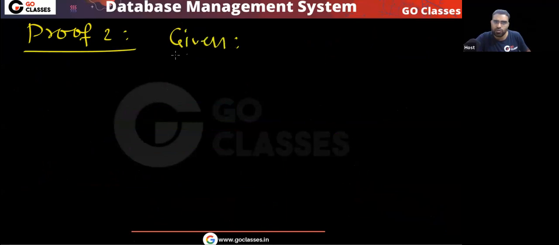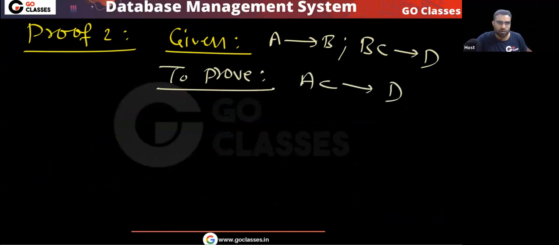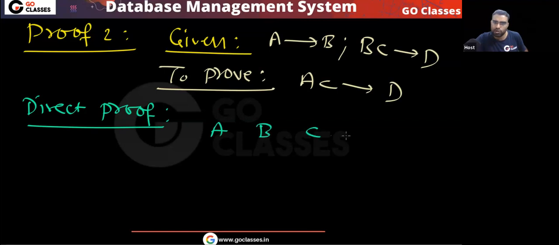Now, can you prove it using direct proof? Tell me. It is already given to you that A determines B and BC determines D. What do you need to prove? You need to prove that AC determines D. So you can apply the direct proof. Very simple. In this direct proof, let's assume A, B, C, D, E are the attributes. What will you do? You will take two tuples, T1 and T2. Which values will you keep the same? Tell me.